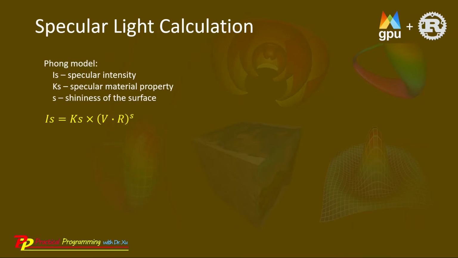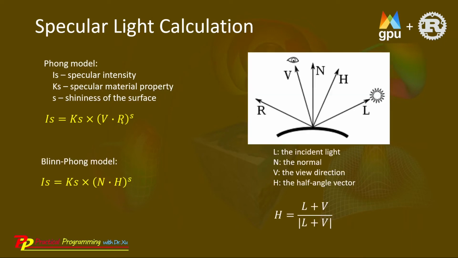For the specular light, we have two models. One is the Phong model. This model is very simple. For example, I_S is the specular intensity, K_S is the specular material property, and S is the shininess of the surface or roughness of the surface. So here the intensity I_S equals K_S times (V dot R) to the power S. V is the view direction, R is the reflection direction. So we have this relationship.